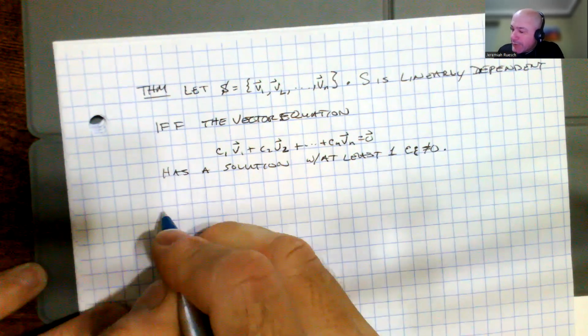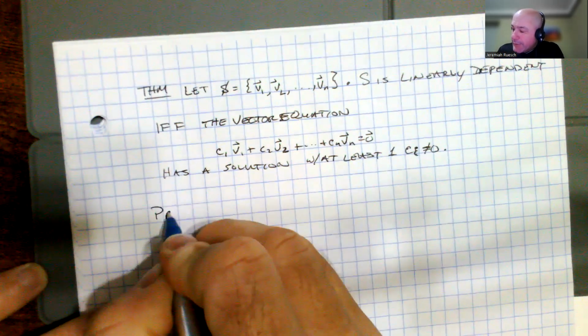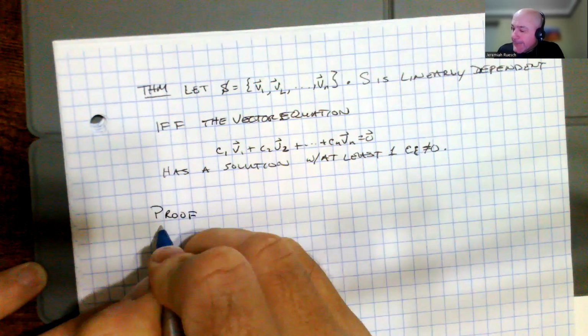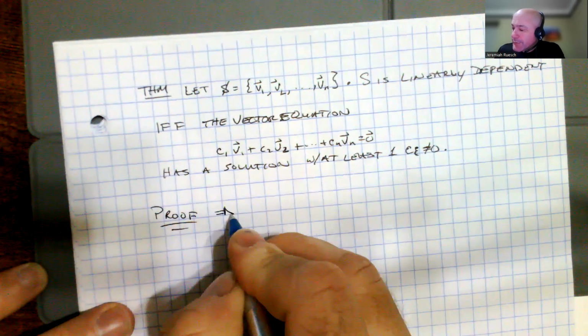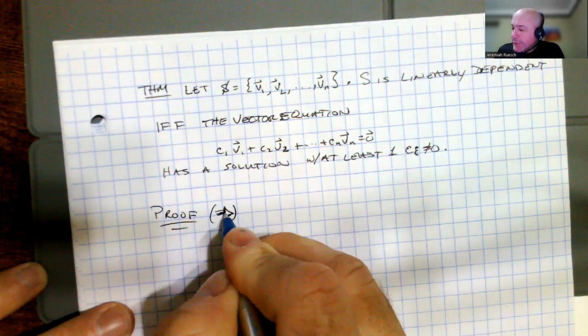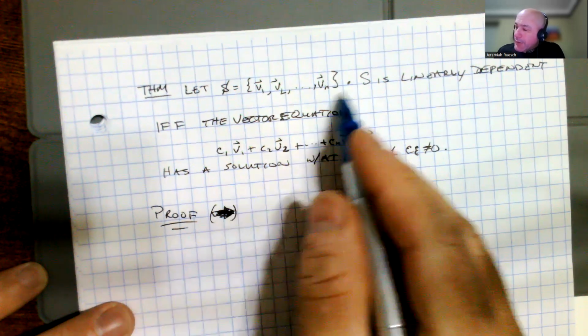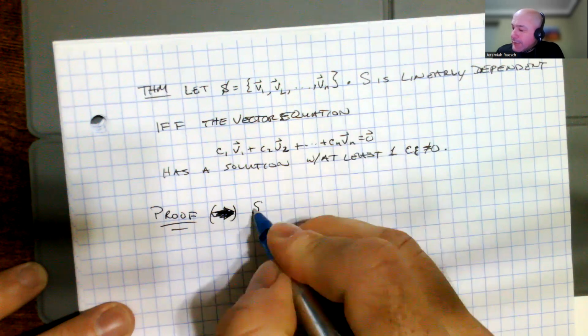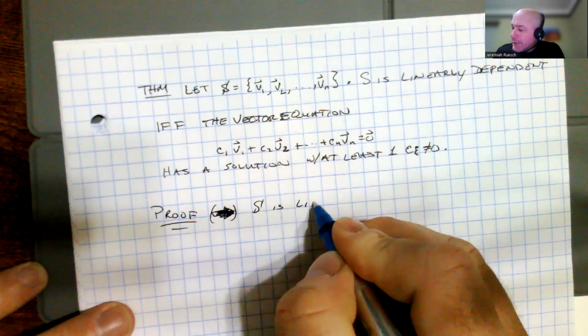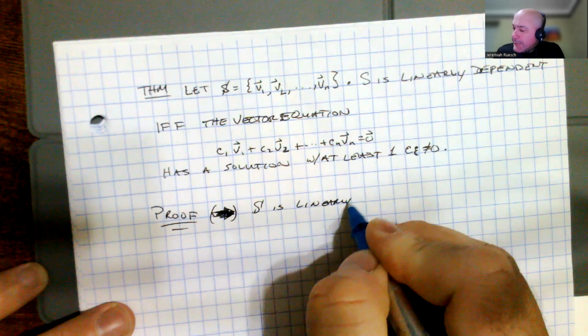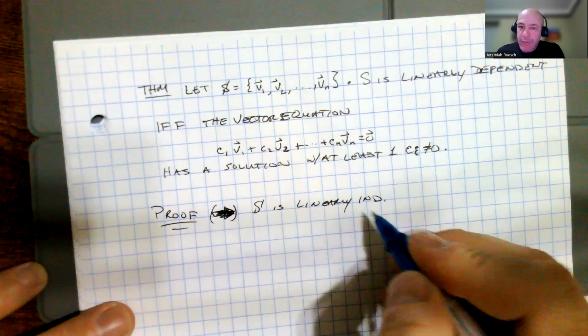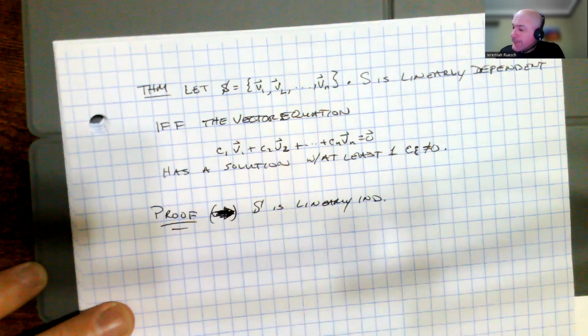So this is an if and only if. The proof of this means that we have to show both directions. We're going to show the forward direction first. In this direction, we're going to assume that S is linearly independent.